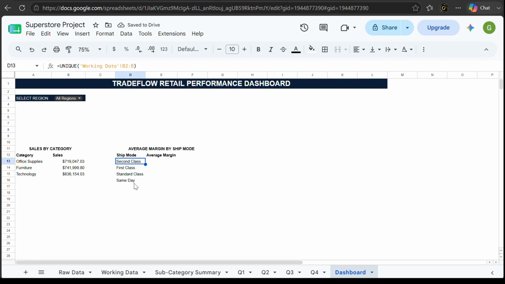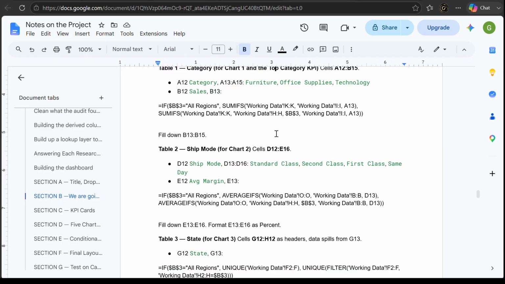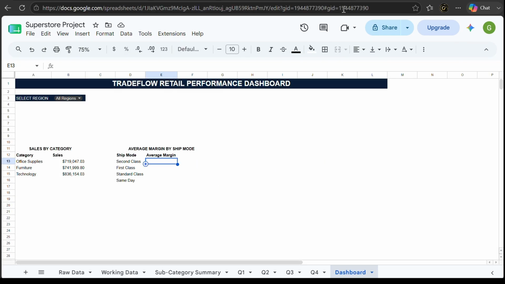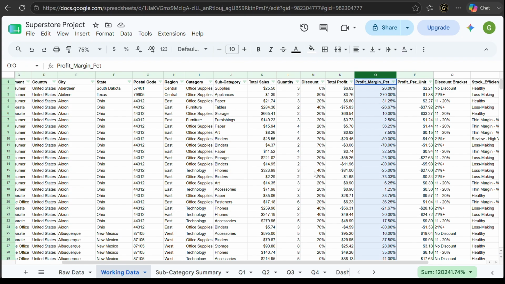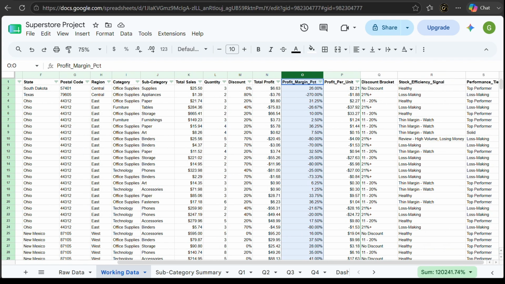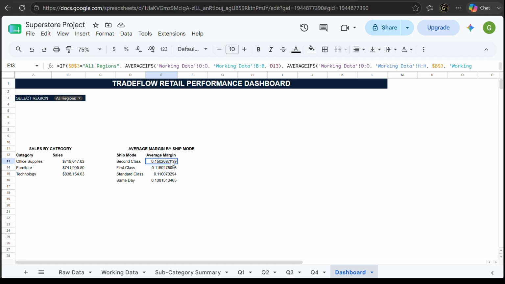I can see all my ship modes have appeared, and then for my average margin, I'm just going to take down this formula I already had here. Oh, that's right, I was supposed to be explaining what each of the formulas mean. So Control V and then press enter. Of course, I'm going to have to convert this to percentage, because remember our margin here was always in percent. You have profit margin percentage here, so I'm supposed to keep that as percentage. So I'm just going to highlight all of this and convert to percentage.